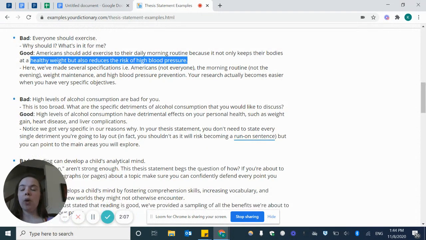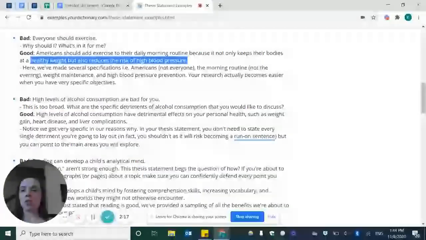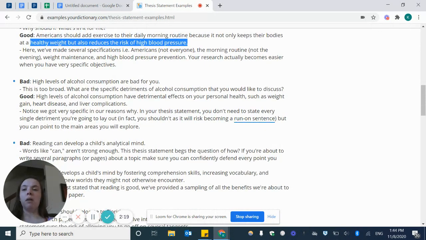Sometimes people have problems with their papers because they're too broad. If I'm specific and I'm writing about what the benefits are or how much it reduces my blood pressure risk, that's an example of a good thesis statement.